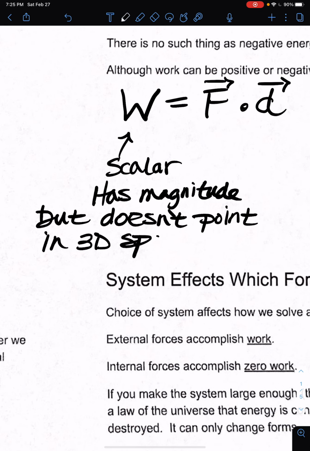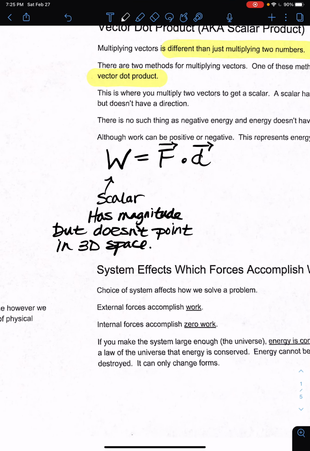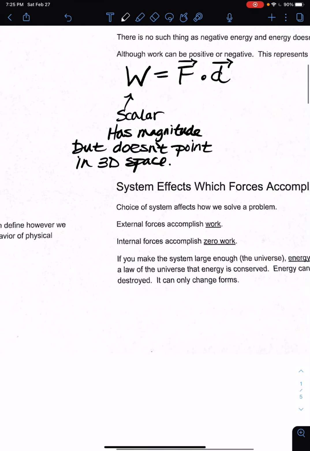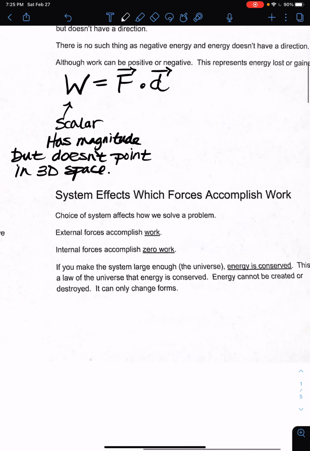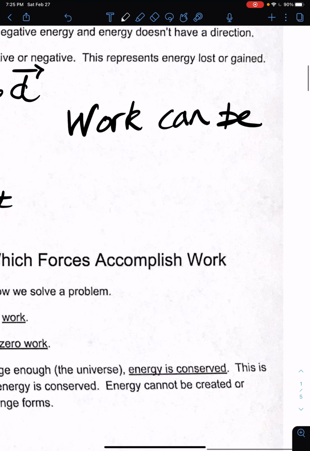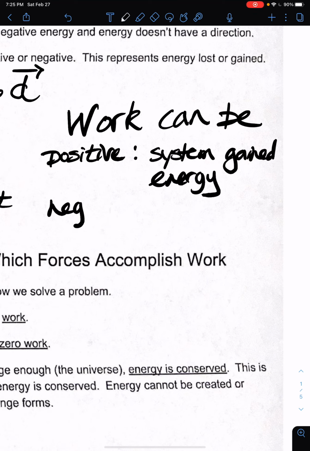And this is tricky, because we're going to see that sometimes work can be positive or negative. If it's positive, the system gained energy. And if it's negative, the system lost energy.